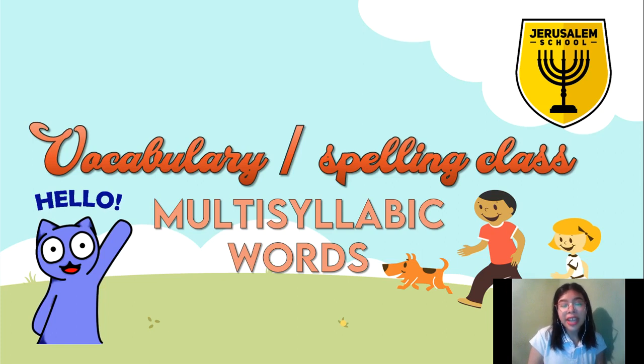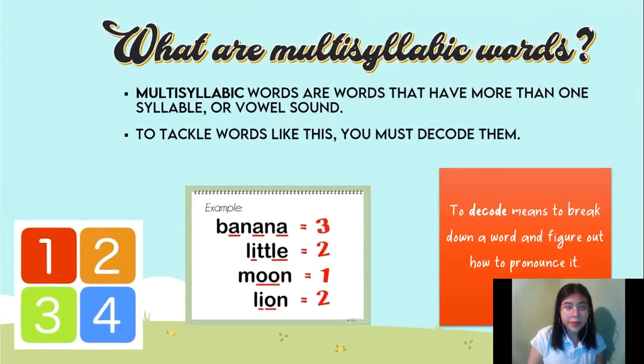Our topic today is multisyllabic words. What are multisyllabic words? Multisyllabic words are words that have more than one syllable or vowel sound. So when we have one syllable, then we don't have a multisyllabic word. And to tackle words like this, you must decode them. For us to understand how these words are organized, we must decode them.